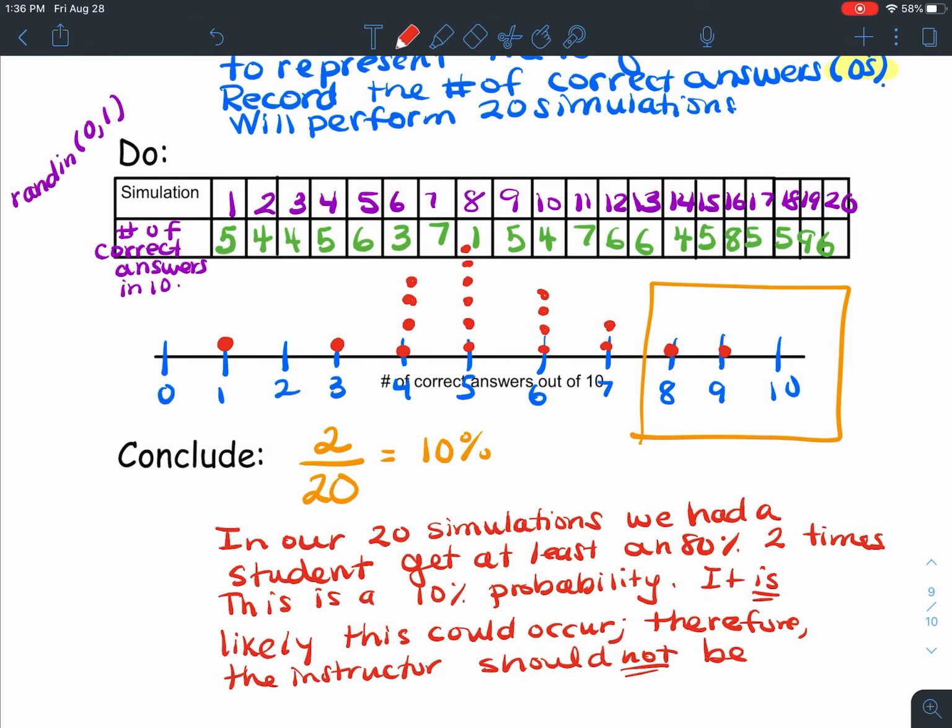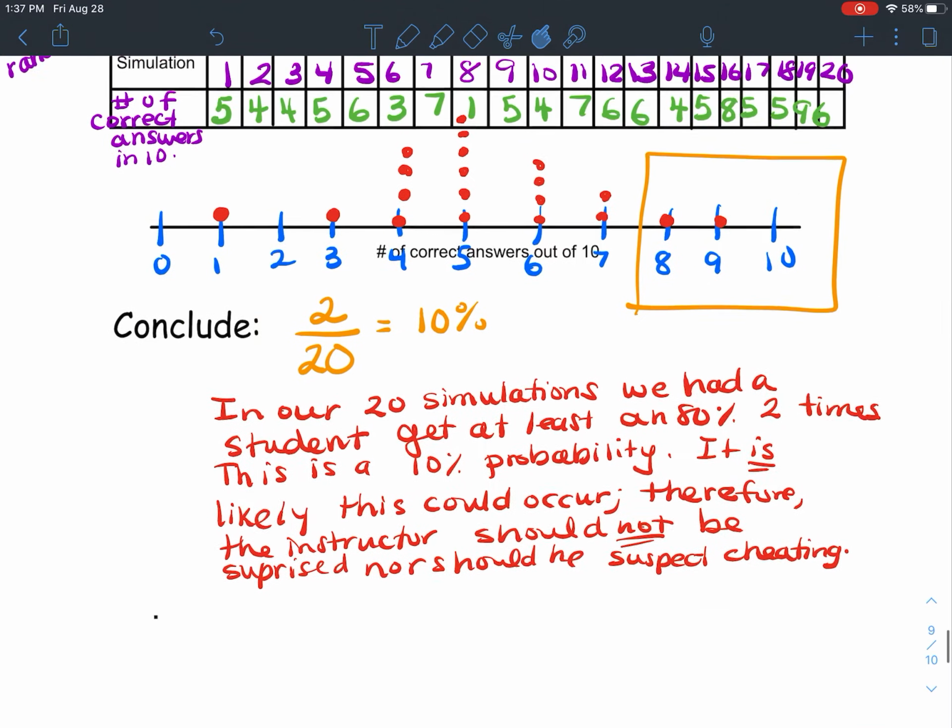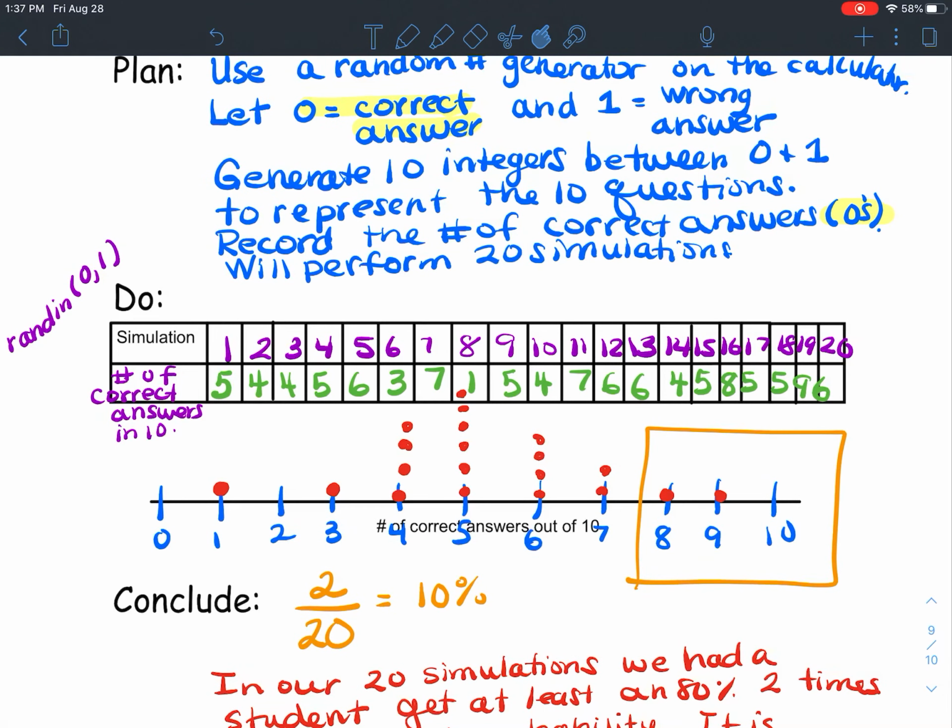Therefore, the instructor should not be surprised, nor should he suspect cheating. He should suspect cheating if this probability was under 5%, because that means it would be very unlikely to guess your way to an 80% or better just by chance. But since that's above 5%, we're saying that's above our threshold here, where it's likely that it could happen. So, not majority, but it's above 5% there.